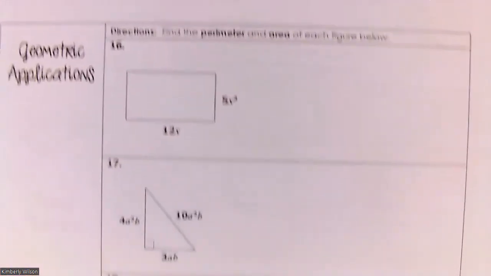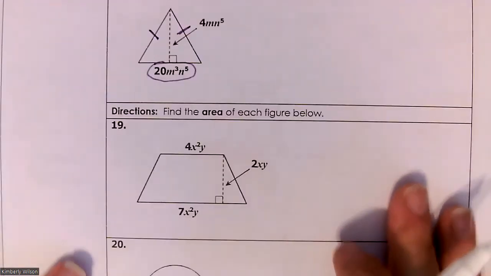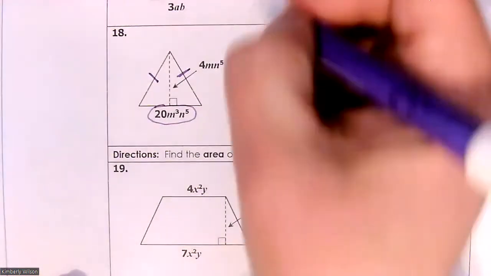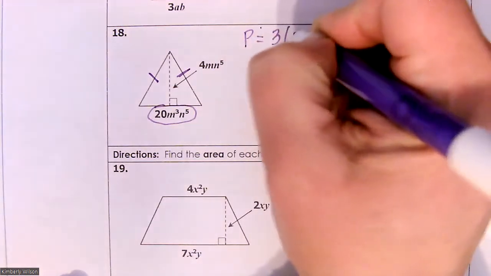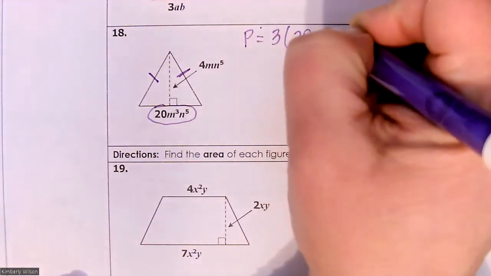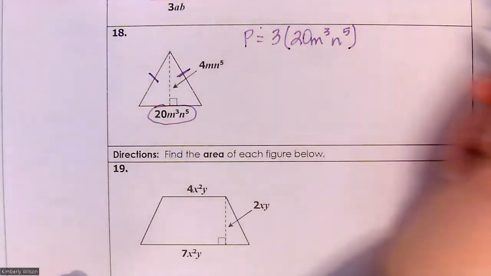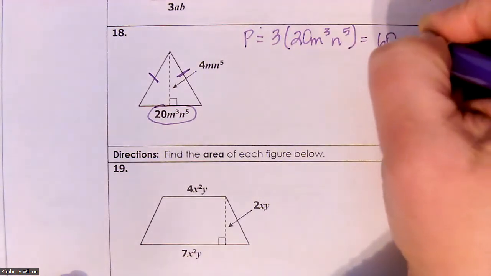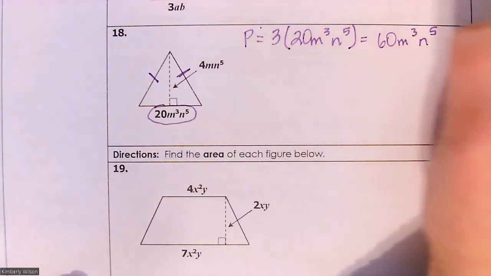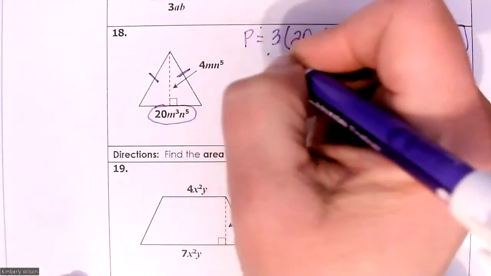Now, it's wanting me to find the perimeter and the area, okay? So that means for 18 to find the perimeter, that means I'm doing 3 times 20 m to the 3rd n to the 5th, which that's going to equal 60 m to the 3rd n to the 5th is my perimeter. That one was quite simple.